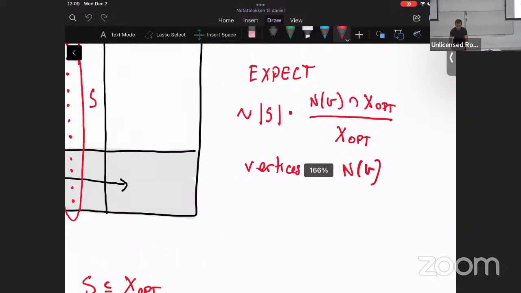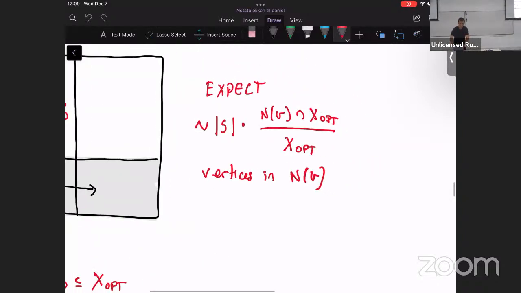Okay, so now here is the thing. When I sample S, what is my expected size of S intersection N of v? Each vertex in S will be in N of v with probability N of v intersection X opt over X opt, and now I'm picking S of them. So that's the expected size of S intersection N of v.